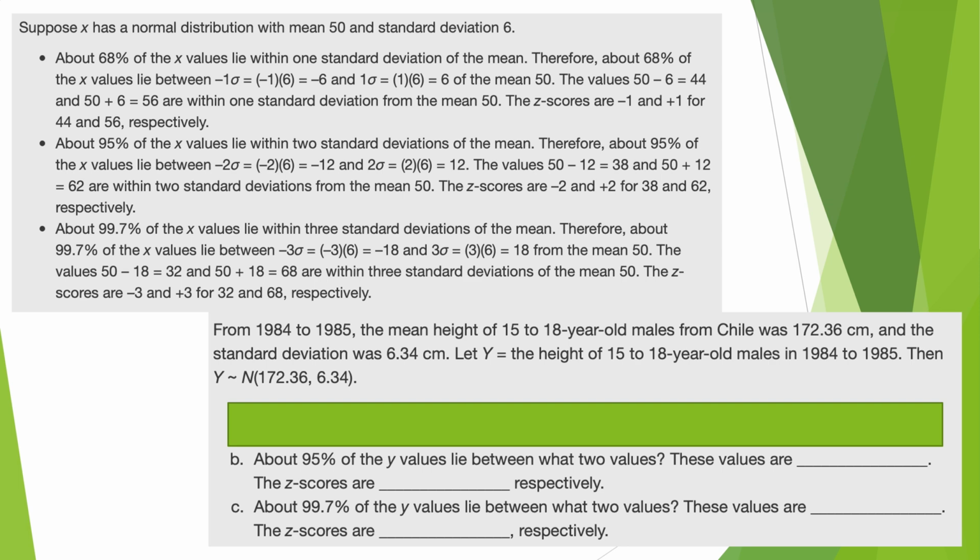And about 99.7% of the scores are within 3 below and 3 above. So 3 below is negative 18, 3 above is positive 18. So if I do 50 minus 18, I get to 32. And if I do 50 plus 18, I get to 68. So 99.7% of the scores are contained between 32 and 68.